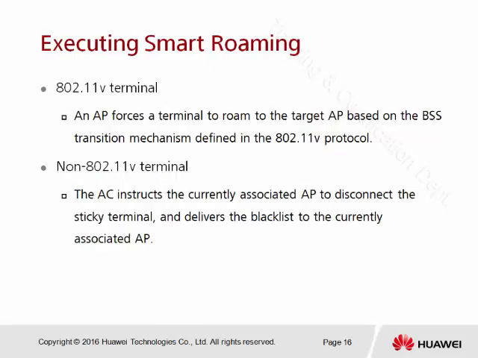Executor smart roaming. For the terminal that supports 802.11v, the AP is able to force the terminal to roam to the target AP based on the BSS transition mechanism. Because when the terminal can support 802.11v, this means the AP is able to manage this terminal and force it to connect to the better signal strength AP.